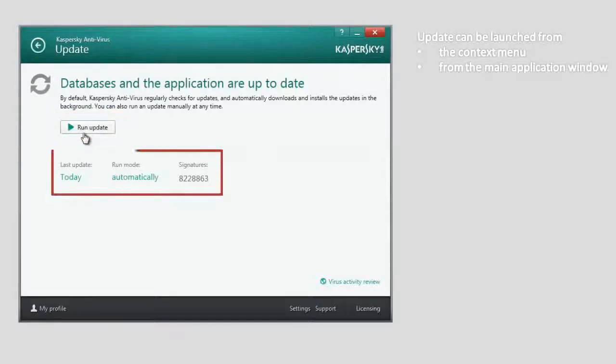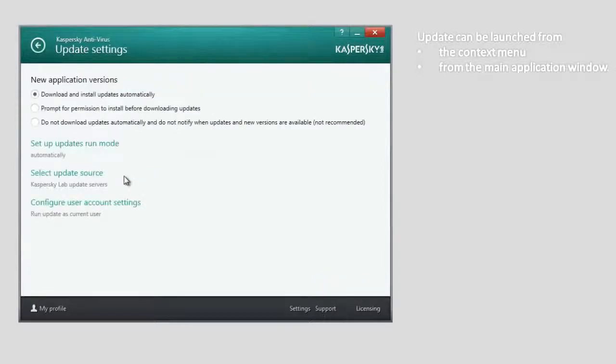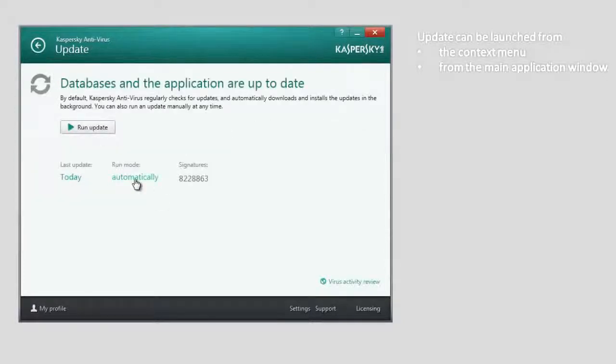The Update window displays the information about the current state of Kaspersky Antivirus 2014 databases, date of the last update, and the run mode. To configure the update settings, run mode, update source, rights to run updates under a different user account, click the link stating the run mode name. By default, the run mode is set to automatically.